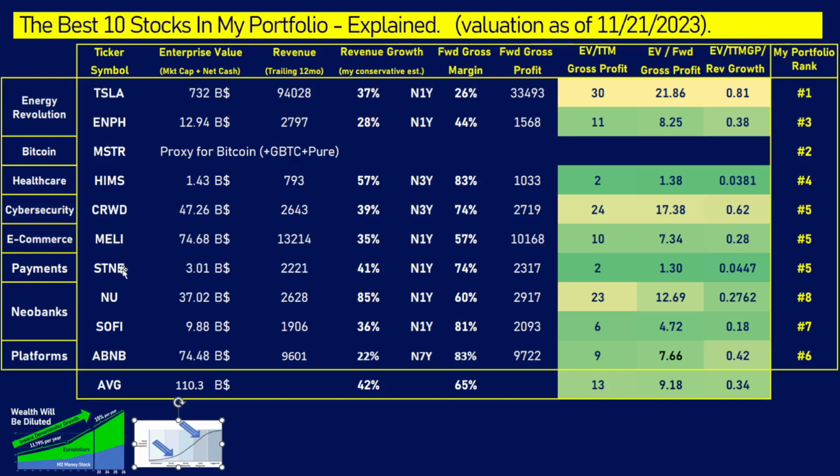As far as the payments go, my payments play is StoneCo. StoneCo is a dirt cheap stock, but the beauty of StoneCo is that it's a stock that grows very fast, right? 41% predicted forward growth. By the way, all of these stocks grow very fast, if you've noticed, right? The average growth for all of them combined is 42% average forward revenue growth. So that's the hallmark of my type of investing.